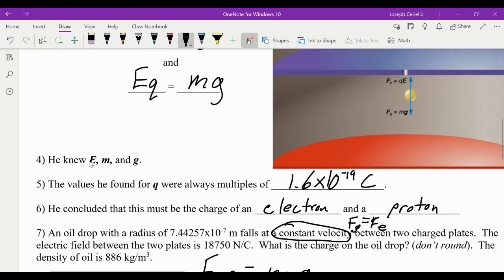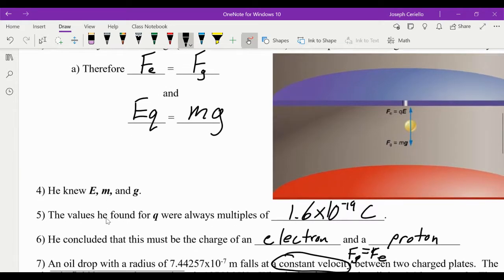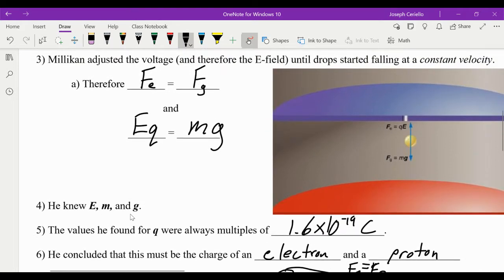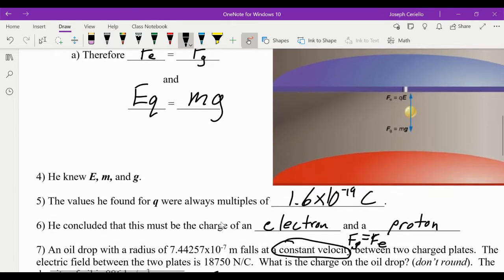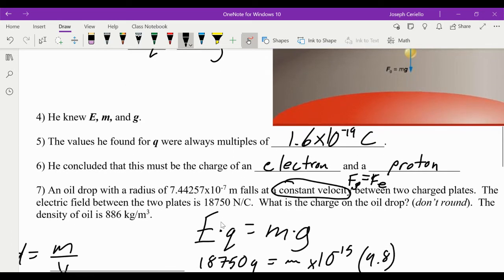So again, he knew the electric field strength because he knew the distance between the plates and he knew the voltage he had put across them. He knew the mass of the oil drop because he knew its size, and of course he knew little g. So he did this a bunch of times solving for Q, and he always found that his Q values were multiples of 1.6 times 10 to the negative 19 coulombs. So he figured that has to be the charge on an electron, and therefore the charge of a proton.